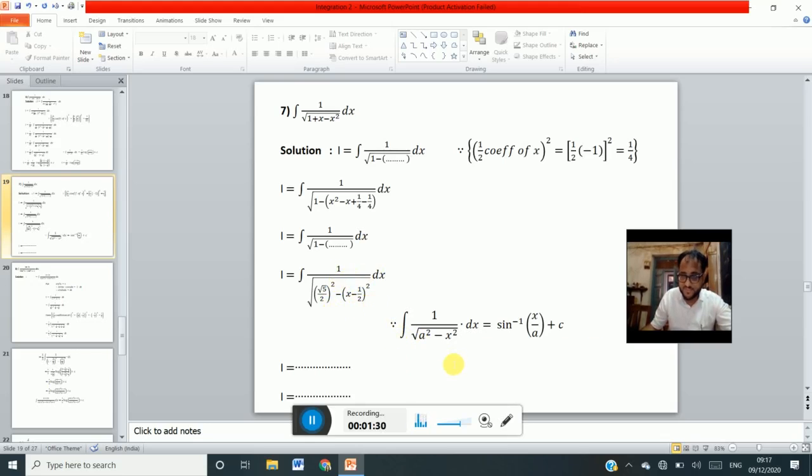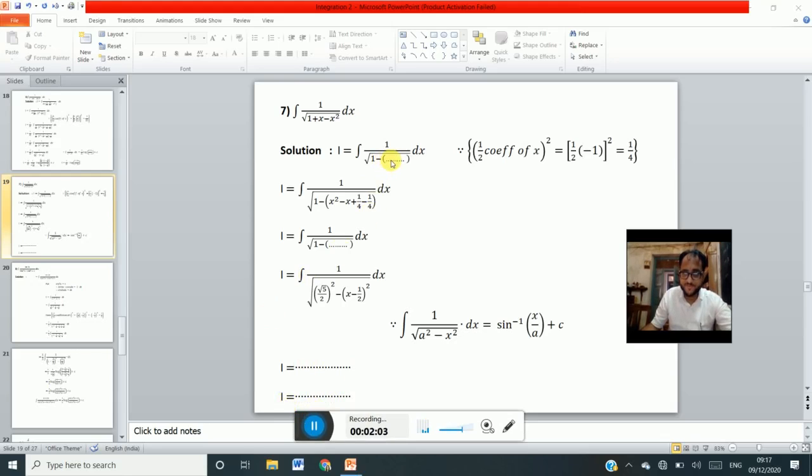By using this result of integration, the integral of 1 upon root a square minus x square dx is sin inverse x by a plus c. Using this result, what do we get then? Sin inverse of x minus 1 by 2 upon root 5 by 2. Right, then what is finally what we get here? Sin inverse twice x minus 1 divided by root 5 plus c. So these are the blank spaces I have filled as I said to you.